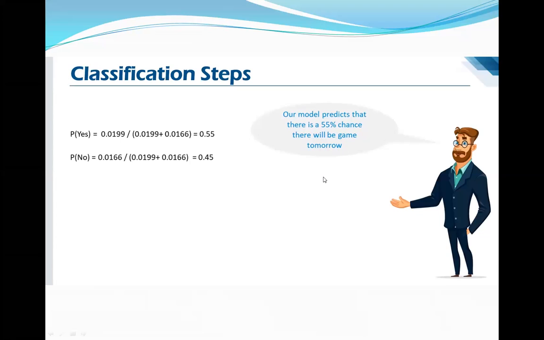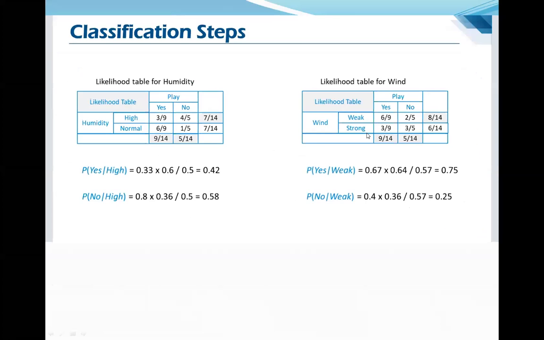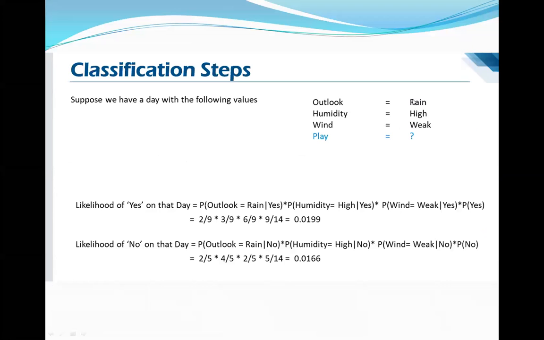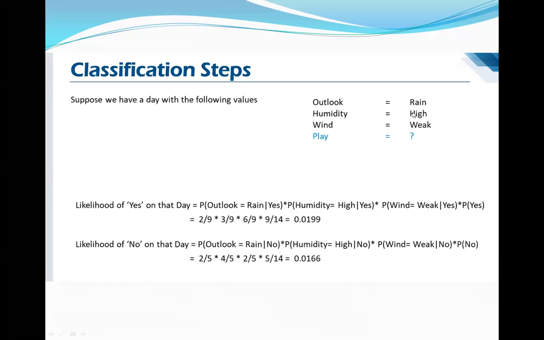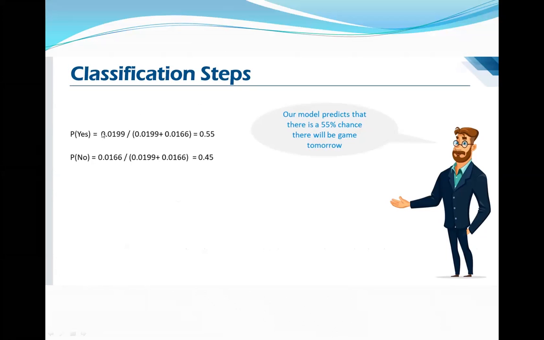This is how we compute the probability of yes or no under given conditions. See guys, here we are simply given the probability of yes, not only yes but yes given these three values: rain, high, weak. So it's a conditional one. It's a posterior probability, right? It's P of yes given the condition rain, high, weak. I hope you understand.